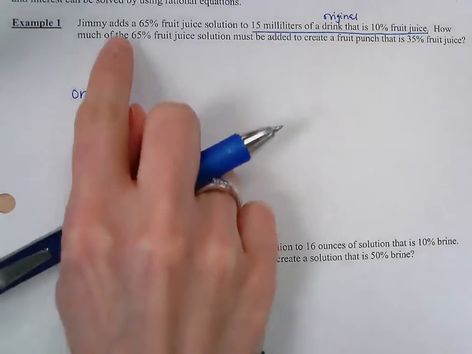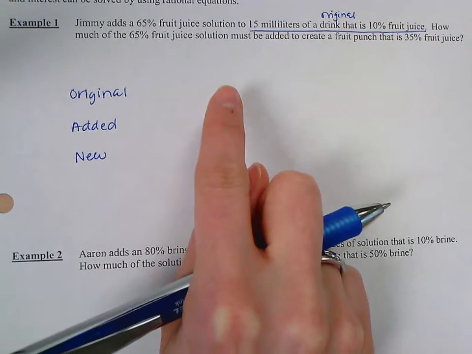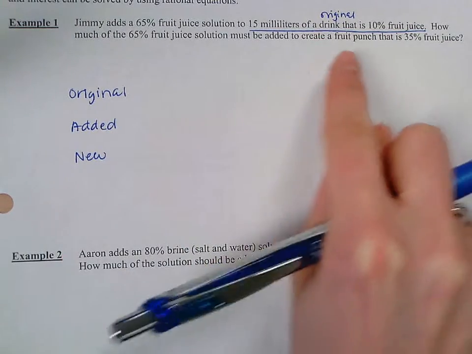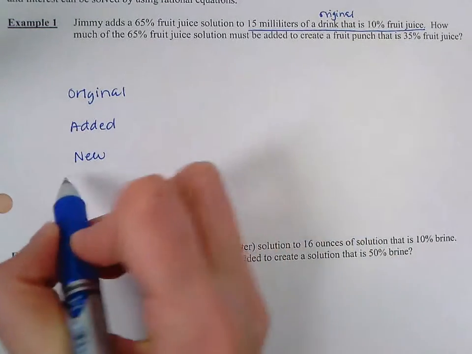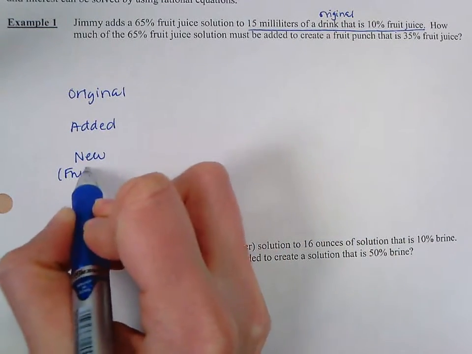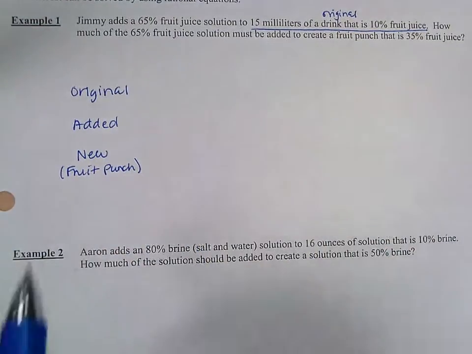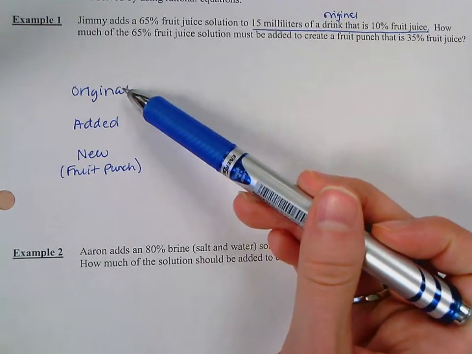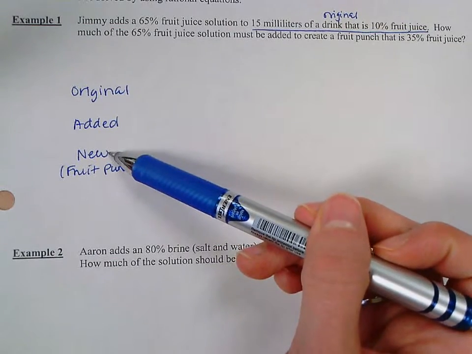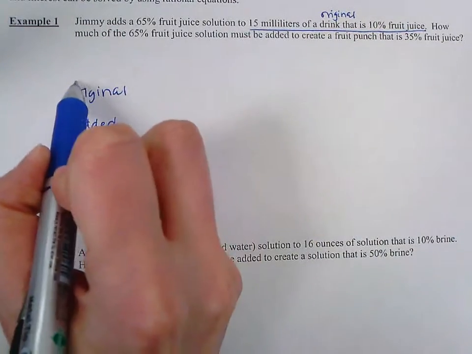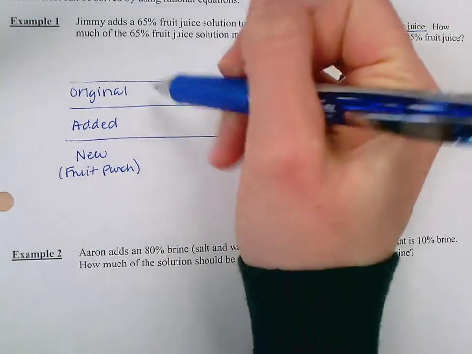So what's being added is this 65% fruit juice solution. And then the mixture, the new, is the fruit punch. That's the 35% fruit juice. So the new in this case is the fruit punch, if you wanted to label that. But every one of these problems should have an original quantity of something that's being added to create the something that's new. And then I'm going to make a table here.